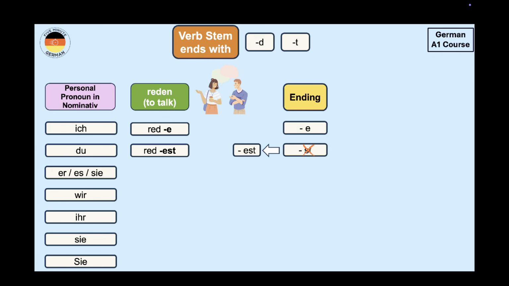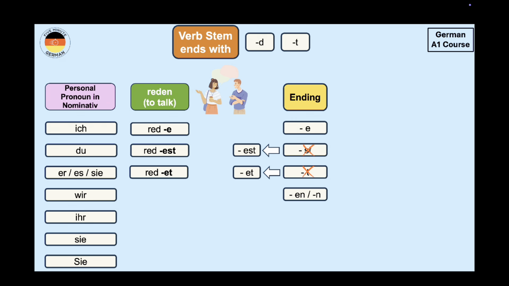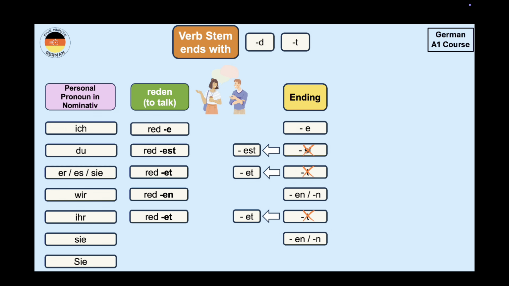So that it becomes redest. In case of er, sie, es, the original ending was t. However, it is again very difficult to pronounce the verb with the ending t. That's why we don't use the ending t and we add an e before the t. So this becomes er redet. In case of wir, the ending will remain the same. So in this case, it will be en, as we also have en in the infinitive form, so it will be wir reden. In case of ihr, we again have the ending t, so it will be converted to et, and we will say ihr redet. In case of third person plural, it will be the same as the infinitive form, so sie reden, and the formal way will also be the same, which is Sie reden.